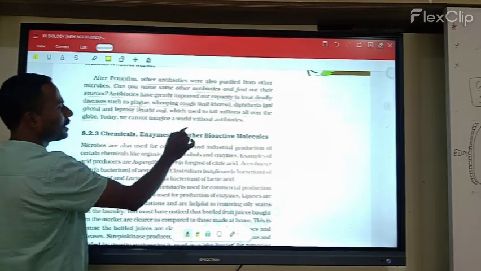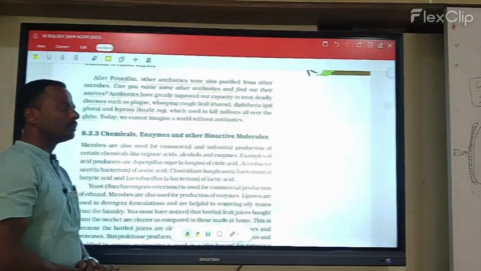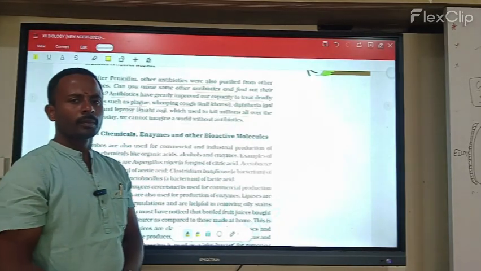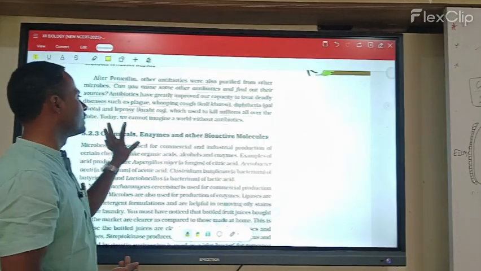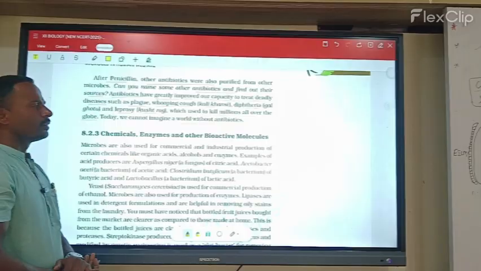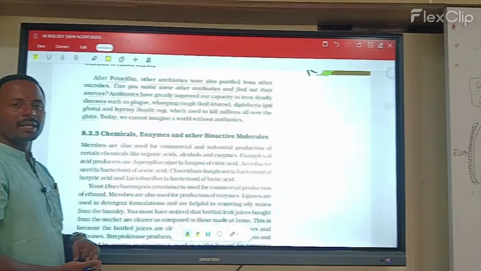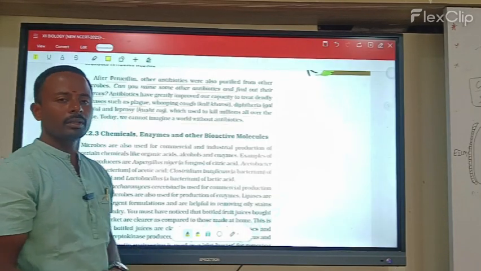Today we can't imagine the world without antibiotics. A total number of diseases are controlled by these antibiotics. Nowadays we can't imagine the world without antibiotics.